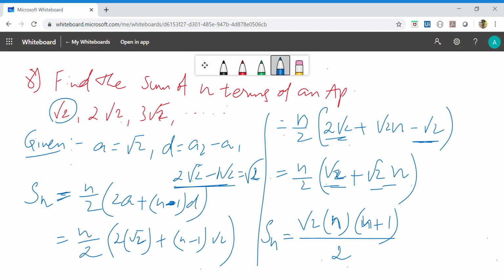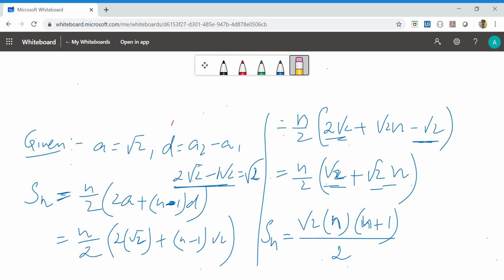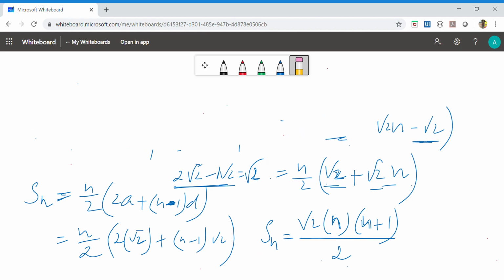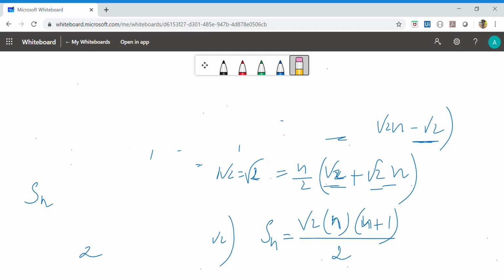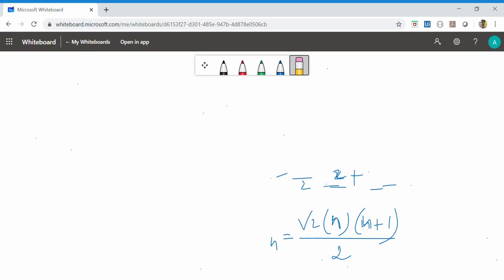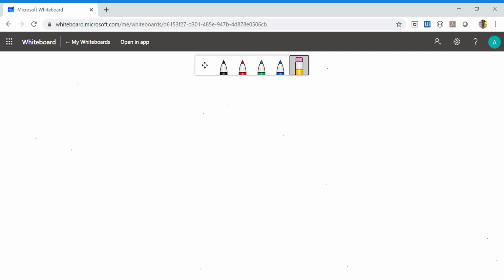So Sn is equal to root 2 into n into n plus 1 by 2. If you want to check whether your sum is correct or not, you can add the first 4 terms and apply in the formula. You will get the same answer. First 4 terms sum means root 2 plus 2 root 2 plus 3 root 2 plus 4 root 2. How much? 10 root 2. If you substitute in this formula also, you will get the same answer.